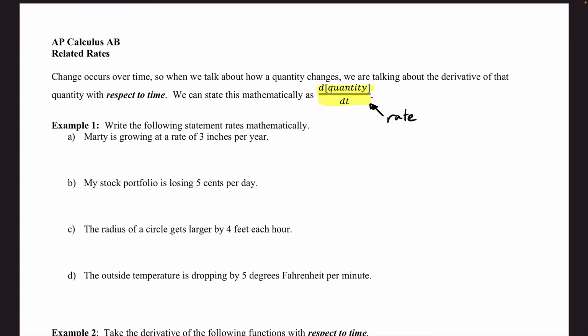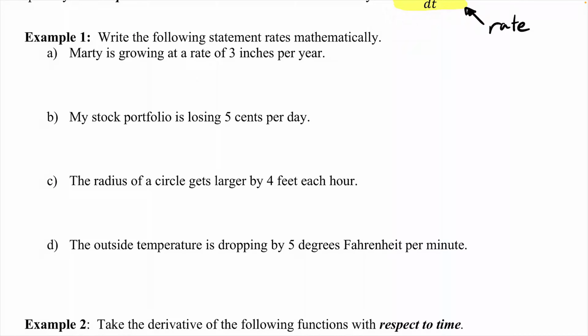The first example is not even any calculus, it's just how to write it. How to write these four statements mathematically. So here we go. A: Marty is growing at a rate of 3 inches per year. Growing means increasing, right? So that's positive 3 inches per year, because it's increasing.